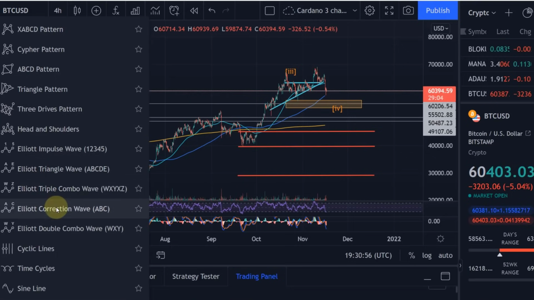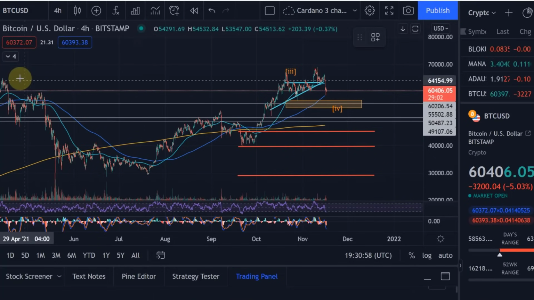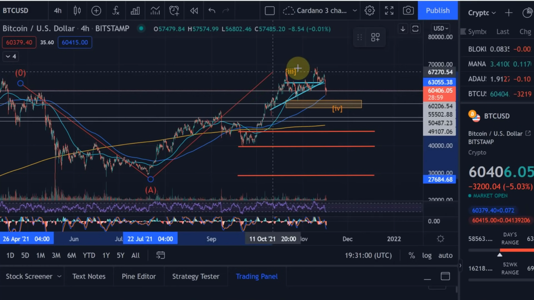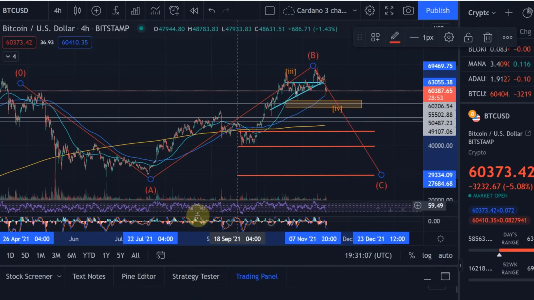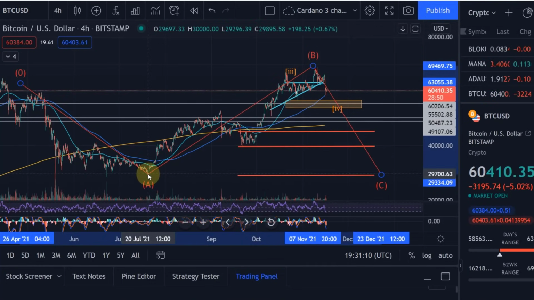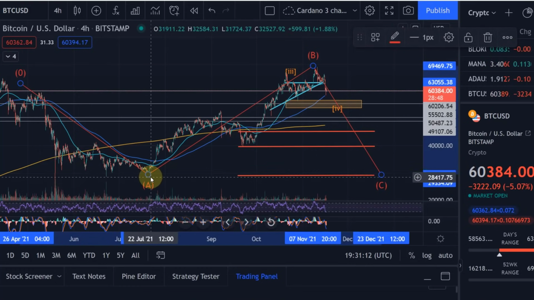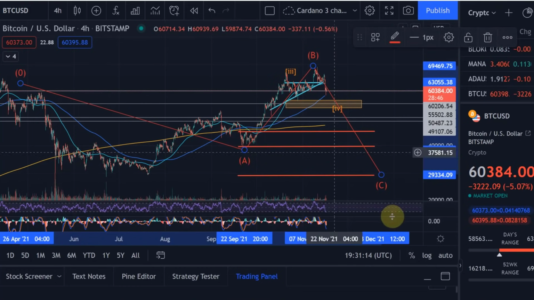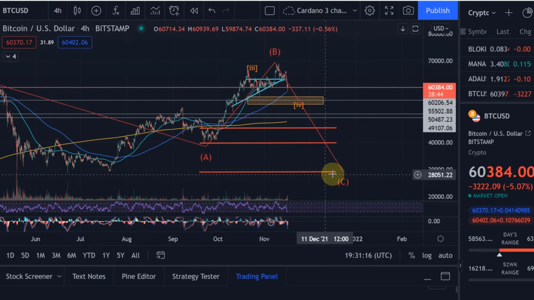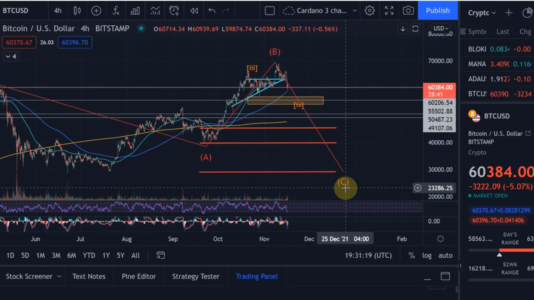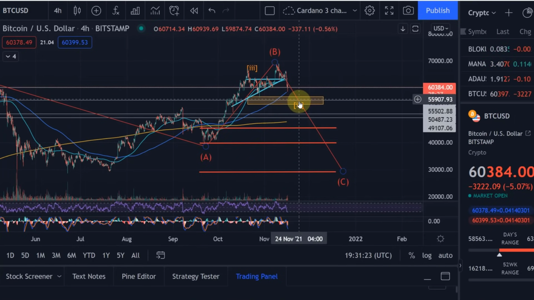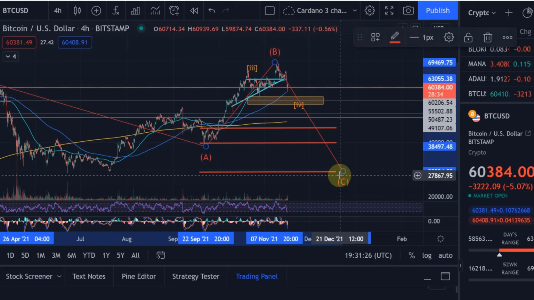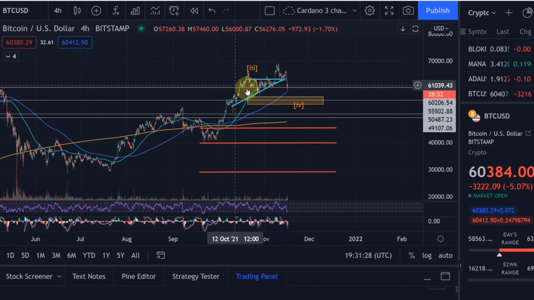So what that could be is that we had an A down here, a B up there, and then we would come down probably to something around 30,000 in a C. Or here actually A, B, C. I don't want to expect that. I don't think that will happen now, but it is a possibility, and I will talk more about this scenario if we really rush through the 53 to 57K level. But I don't think that is going to happen, not yet.